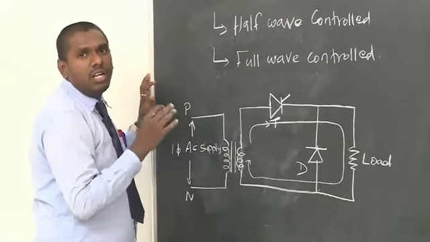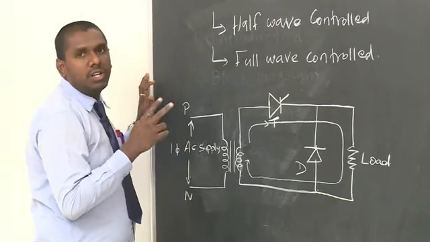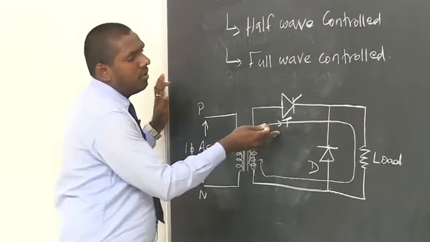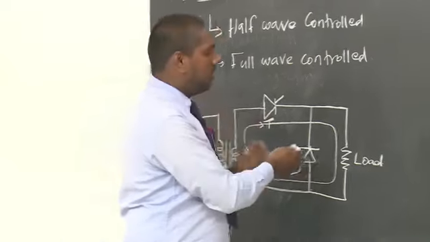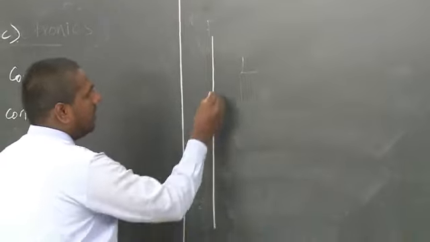Half wave means generally we have two types of operation: one is a positive operation and the other a negative operation. Here you are using only one thyristor, and it will be enabled in the positive region. Then we can look at the output waveform for your half wave rectifier.